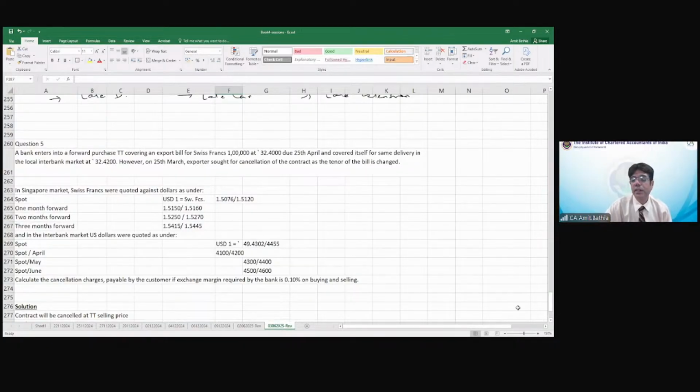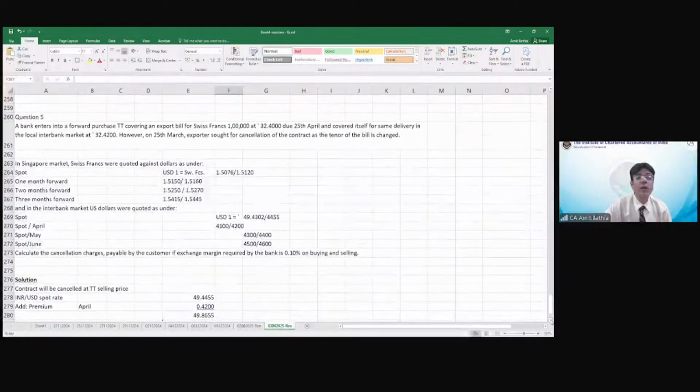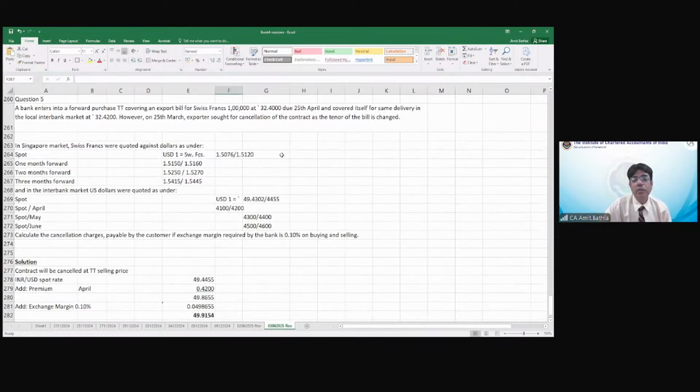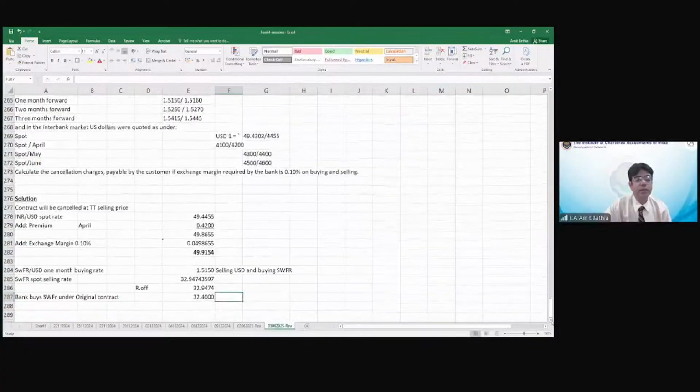Okay, sir. 32.42 is their rate, not our rate. They are going to offer that rate for the interbank transaction. From us, they are going to take it at 32.40.